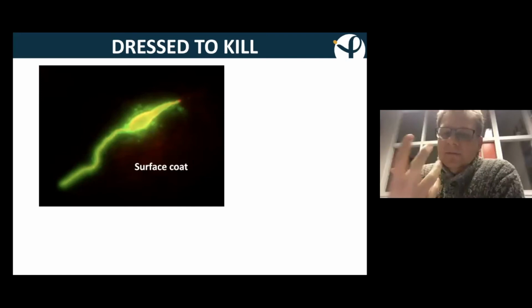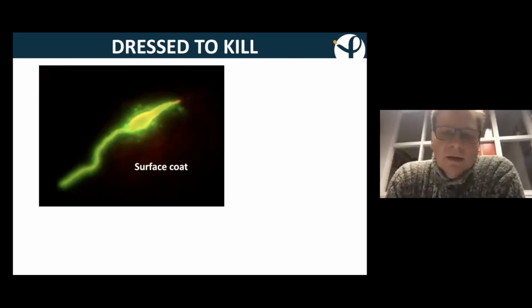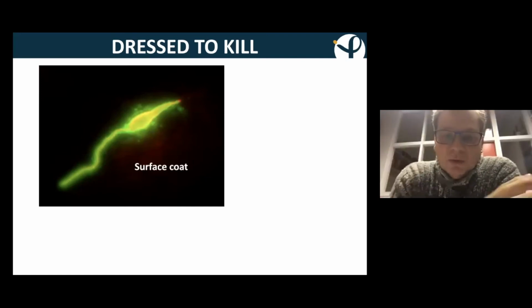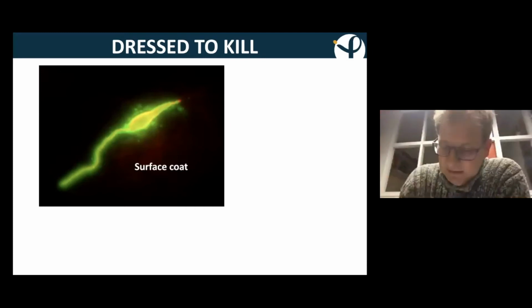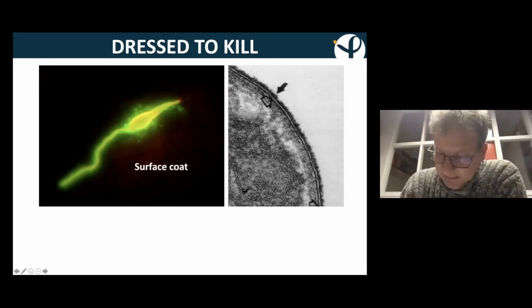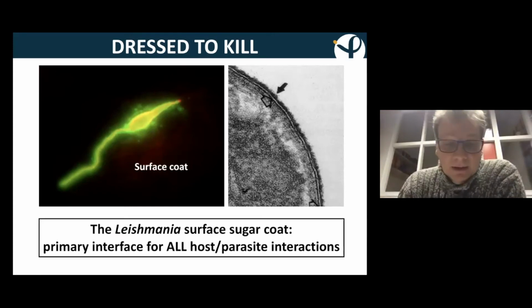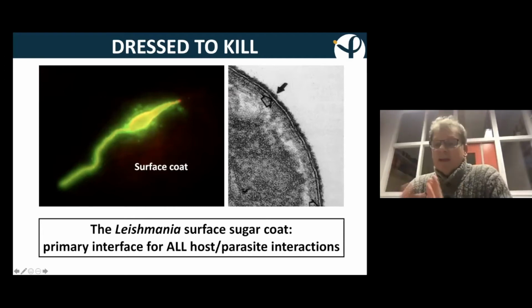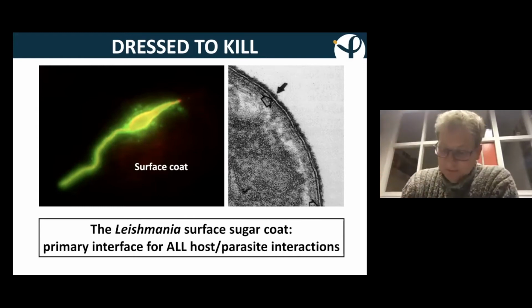We just illuminated with fluorescence this LPG structure, which covers the entire parasite surface. And I showed you already before, it creates this kind of sugar coat. It's sugar molecules that are anchored with a lipid anchor in the membrane. And of course, this surface is the interface between anything that happens between the environment of the macrophage and the internal environment of the parasite.